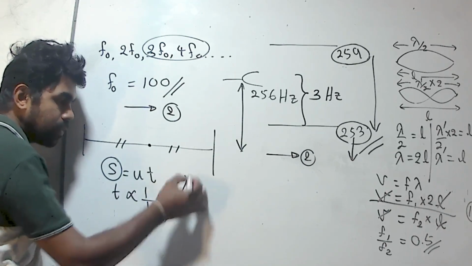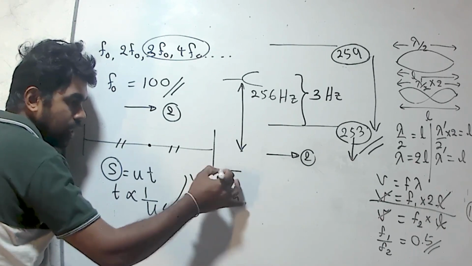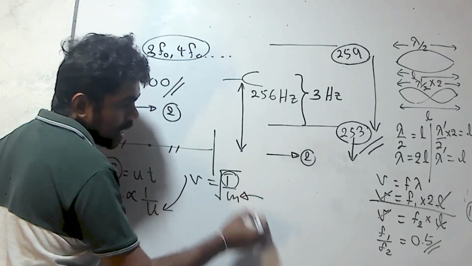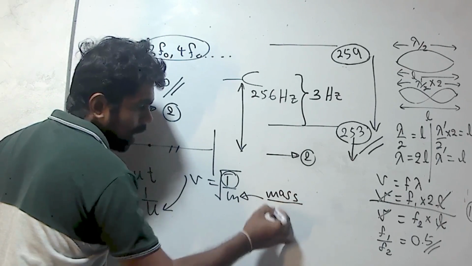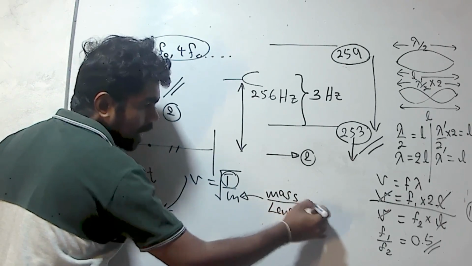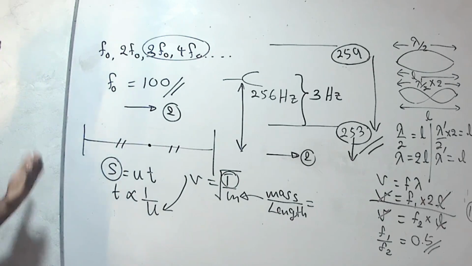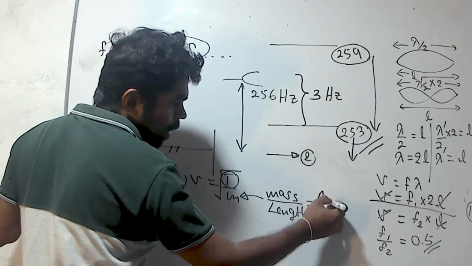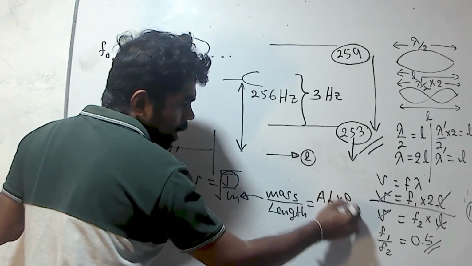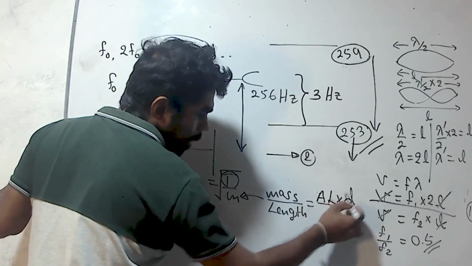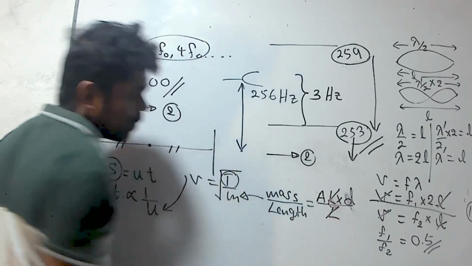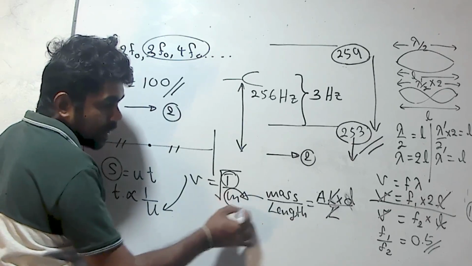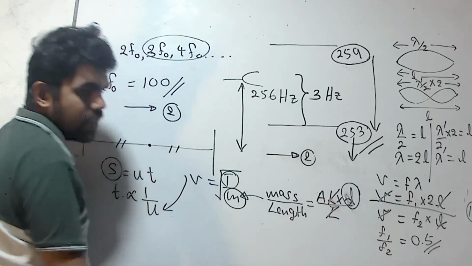We can write it as square root of tension over linear density. Tension is constant. Linear density means mass over length. And we can write mass as volume into density. Volume is cross-sectional area into length, into density D, divided by the length of the wire. Then we can get linear density directly proportional to density of the wire.